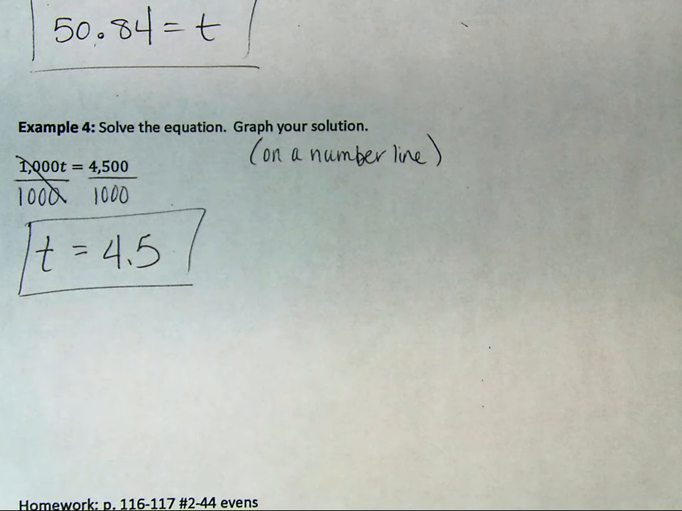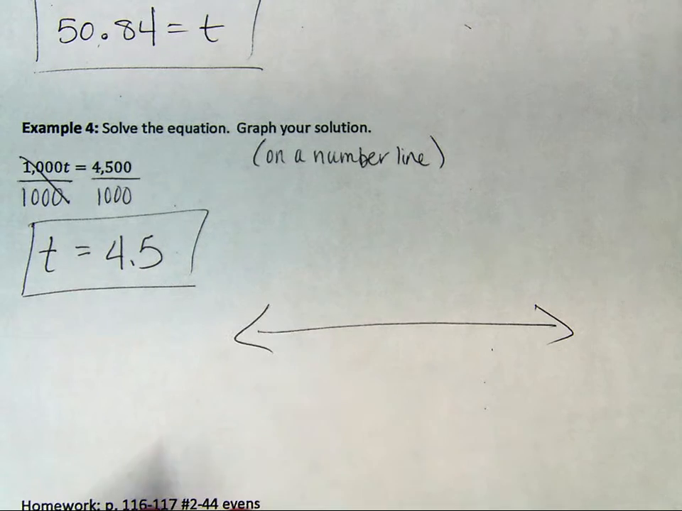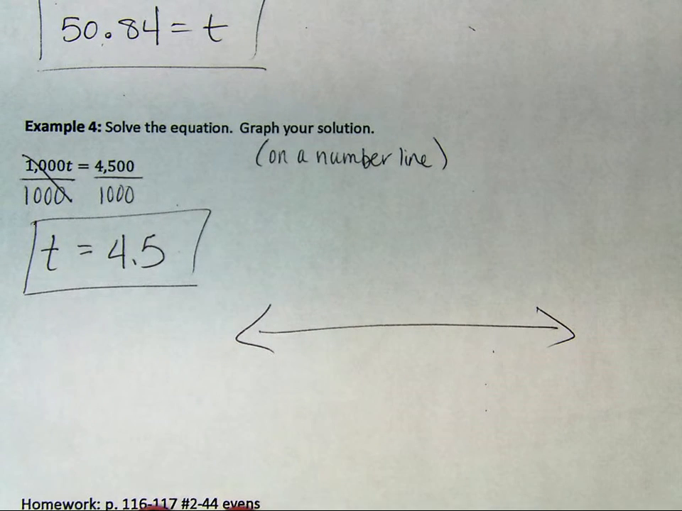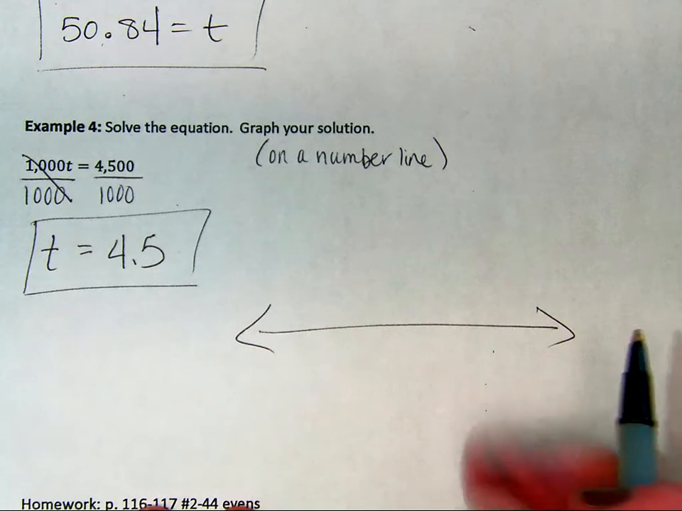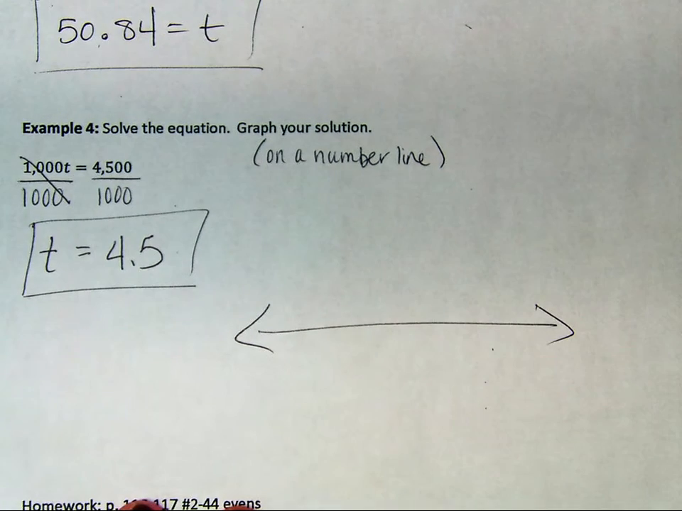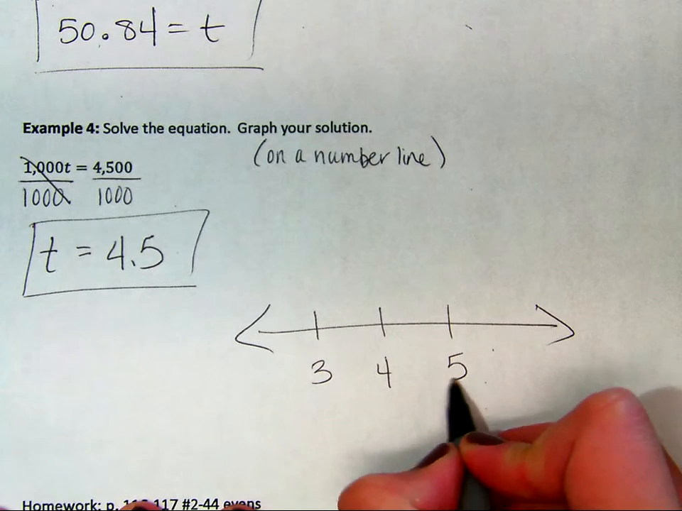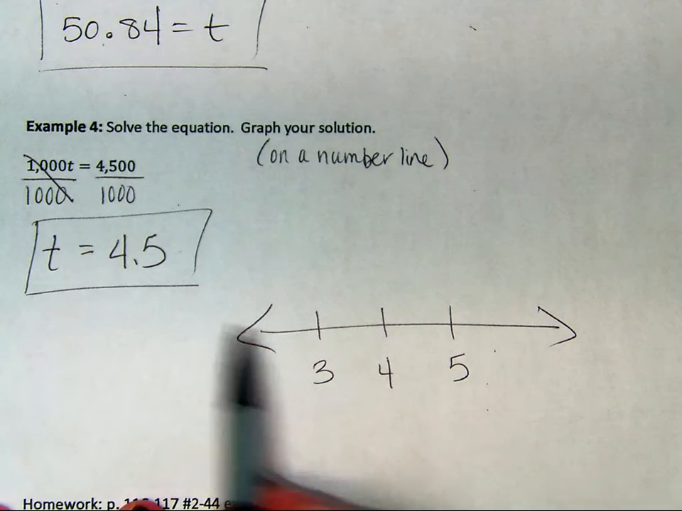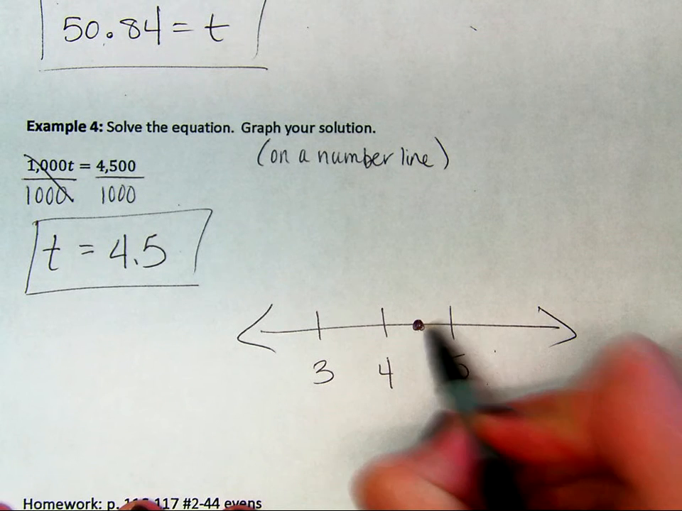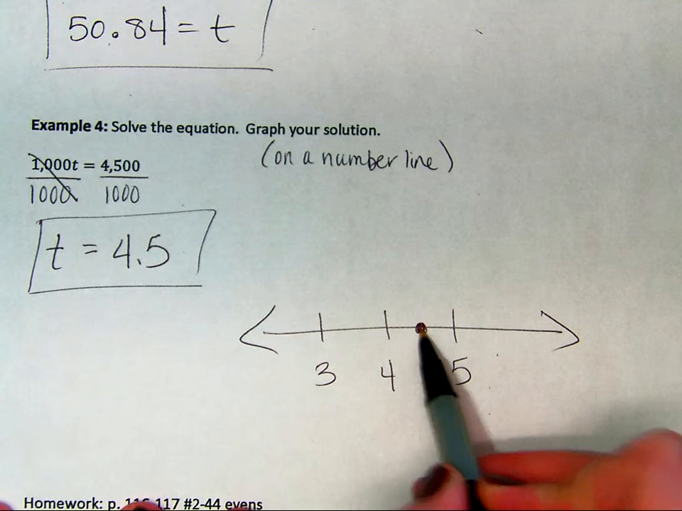It also says to graph your solution. So I'm going to graph it on a number line. Now with number lines, as long as you're showing 4.5, I don't necessarily need to start all the way at 0. I'm just going to include some numbers around 4.5. So maybe I'll start at 3, 4, and 5. That's really enough because I know 4.5 is going to be halfway between 4 and 5. So that's where I'll put my point. That's where my one solution is. t equals 4.5. And that's what it means to graph.